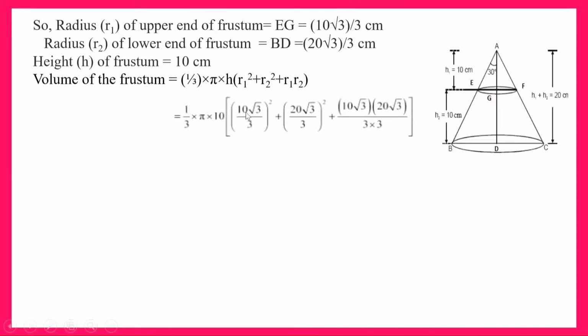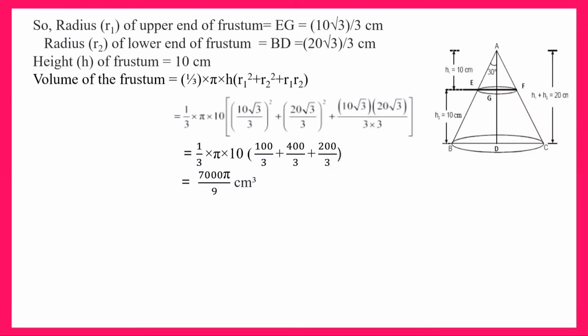Now just see here, 10 root 3 upon 3 whole square means 10 upon root 3 whole square, that is 100 upon 3. So I'll be getting here 100 upon 3. Here what do I get? 20 root 3 upon 3. This cancels, so I'm left with 20 upon root 3 whole square. That means 400 upon 3. Once again here, root 3 and root 3, their product gives me 3. So I'm left with 200 upon 3. So once I put the values, I get this as a result. So this comes out to be 700 upon 3 into 1 upon 3 into 10 pi. So that comes out to be 7,000 pi upon 9.